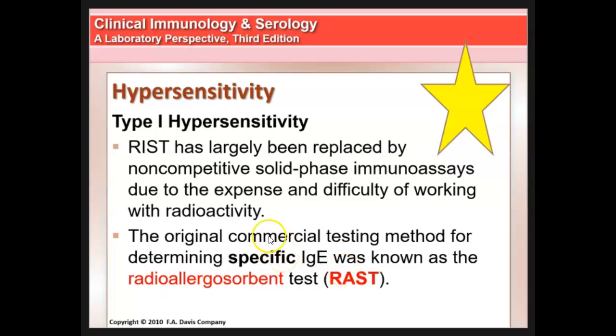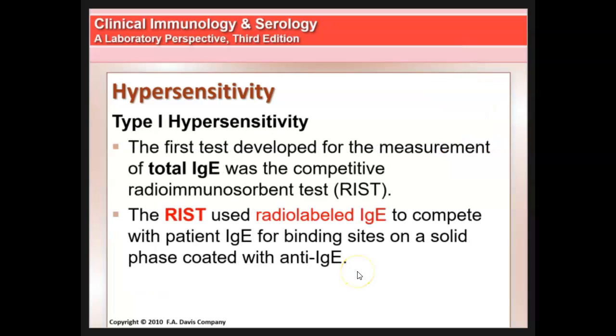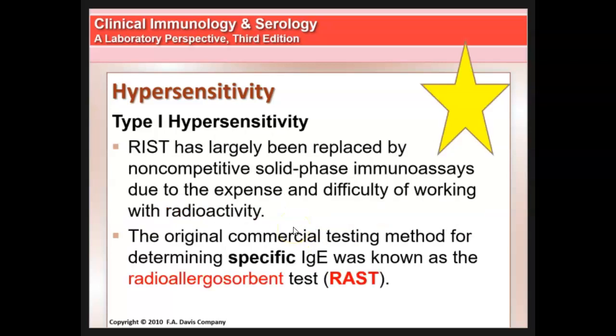RAST was the original commercial testing method to determine specific IgE. So RAST measures specific antigen. So if you wanted to know if you were allergic to shellfish or peanuts, you would need the RAST. If you just wanted to know if you had an increase of total IgE, you would use the RIST. So there will be a test question that asks if you needed to see if a patient was allergic to a specific allergen, such as penicillin, which test would you choose? I hope you would say RAST.